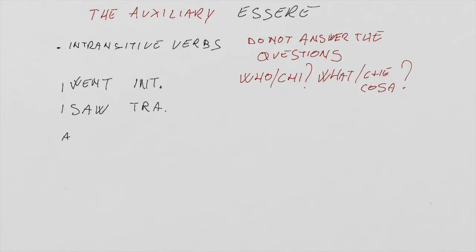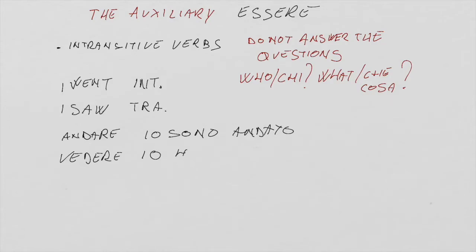So, andare, to go, requires the auxiliary essere. So "I went" is io sono andato. While vedere, that is a transitive verb, requires the auxiliary avere. "I saw," io ho visto. Every time you can ask that question, what or who, you are dealing with a transitive verb. If you can't, with an intransitive one.